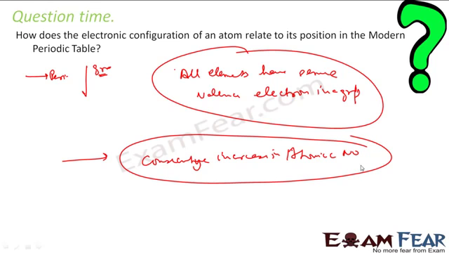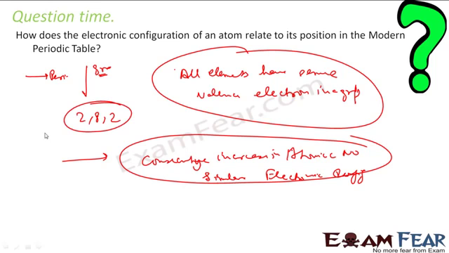So in both cases, the electronic configuration matters, and they have similar electronic configuration. Based on electronic configuration, you can tell the position of an element. For example, if it is 2,8,3, I can tell that it is in the third period and group 13. If I have 2,1, I can say it is in group 1 and the second period. Just by looking at the electronic configuration, I can tell where the element lies.